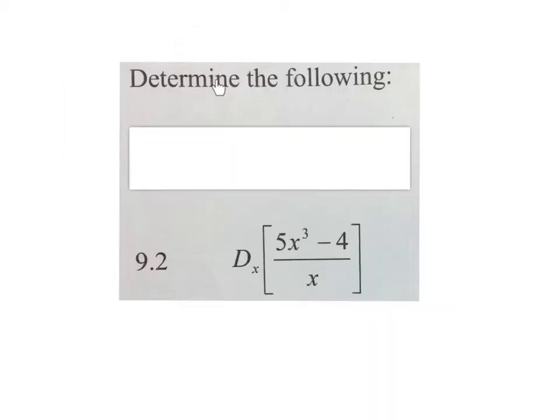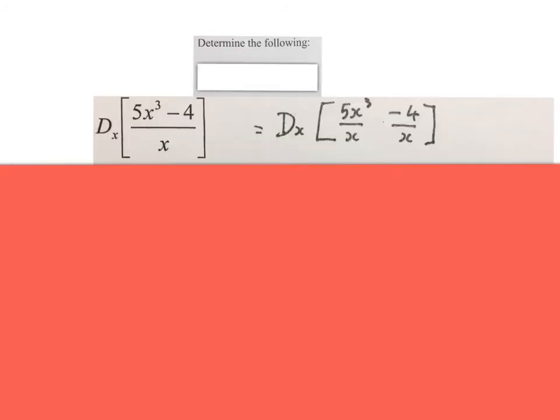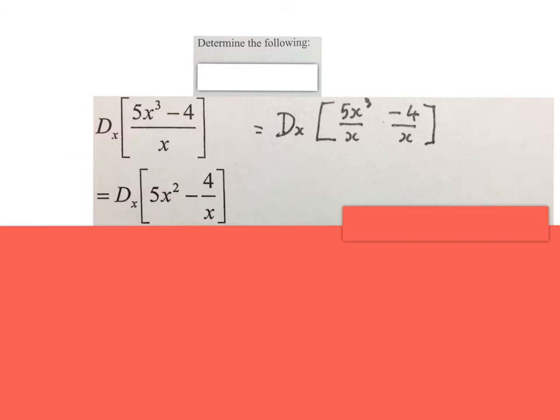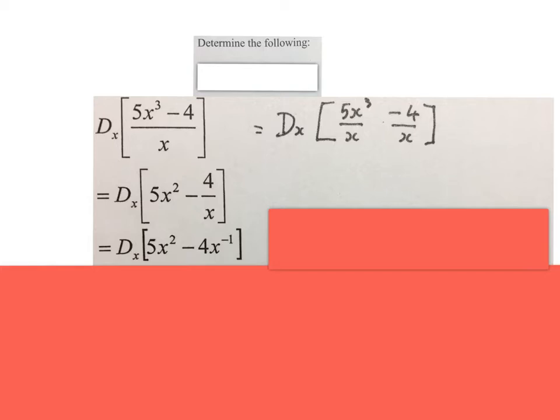Same question, determine the following. Derive this. We take this expression, use the distributive law and divide the x in there and there. You can even write it out like that. When you simplify this, the expression will look like this. Take the x out from under the line and make it an x to the power of minus 1. Now we're ready to derive.